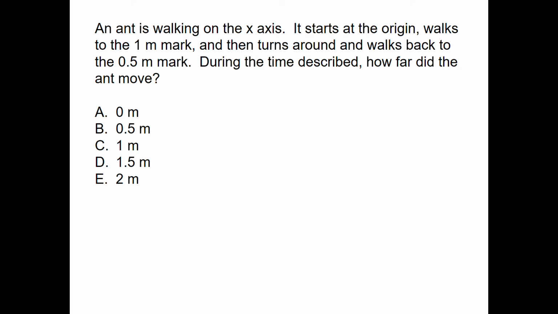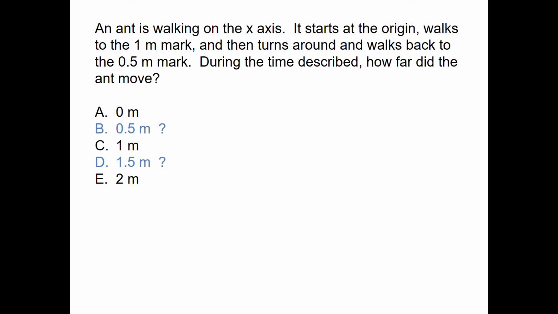And now the correct answer is, well, there is no correct answer. Usually in these voting questions there is a correct answer, but in this case it's purposefully ambiguous. You might say, well, when we say how far did the ant move, there are really 2 different reasonable ways to interpret that.